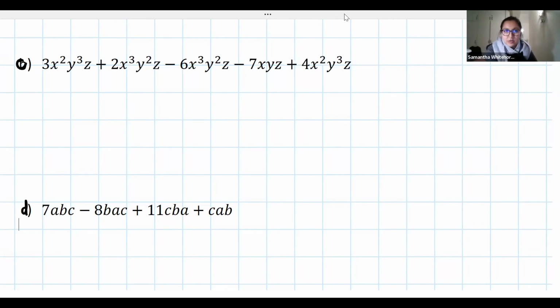Okay, guys, like terms, remember if you need to reorder, do that. Like terms, same variables, same exponents.